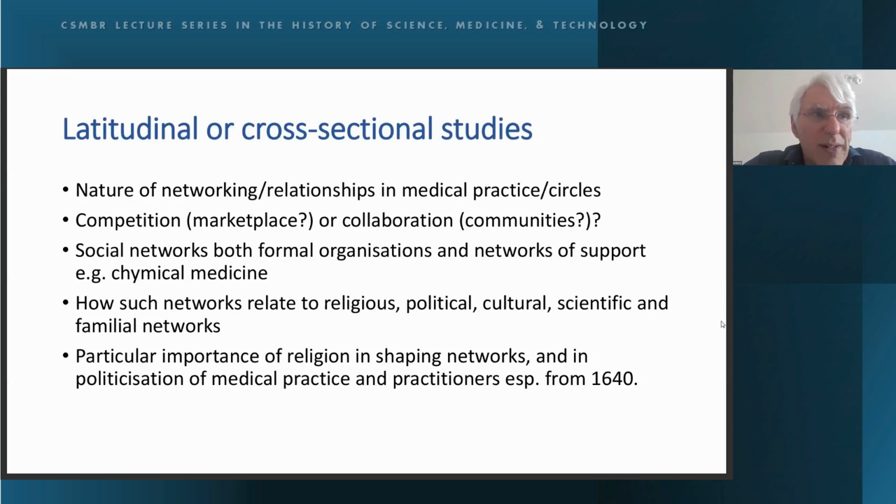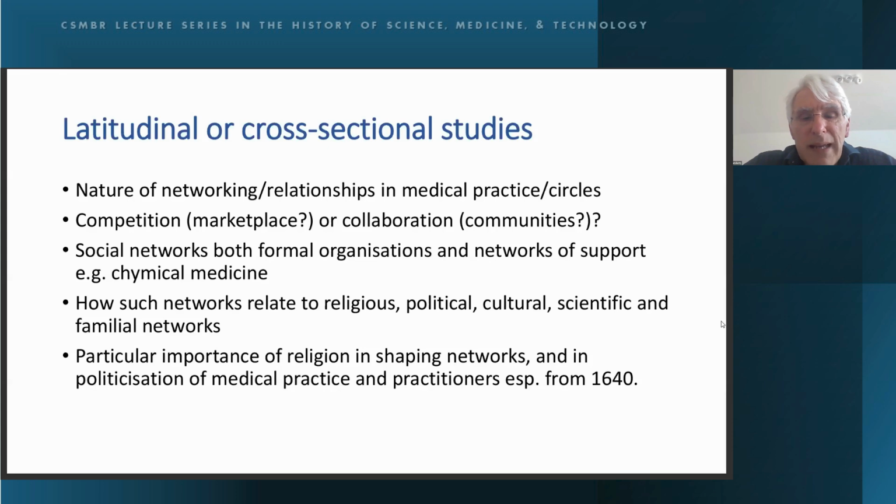Whether it's the formal organizations that people belong to or whether it's networks of support. And again, Peter would choose the example of chemical medicine, where we have both a formal organization that tries to form itself in London in the 1660s, but also particularly it's clear in the licensing process that essentially like-minded practitioners were supporting each other to get these licenses. And we can think about how these networks relate to religious, political, cultural, scientific, and familial networks. And all of those can be open for detailed study.